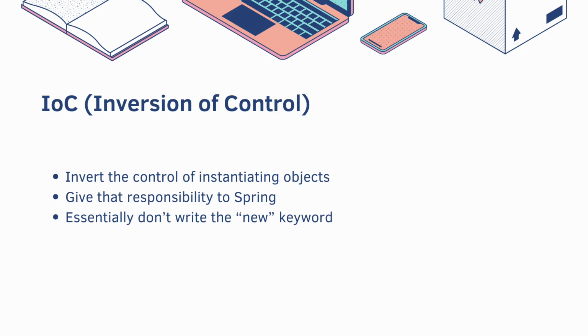And lastly, you might hear something called IoC or inversion of control. Essentially, we're inverting the control of instantiating objects. So instead of us doing it, we're giving that responsibility to Spring. And technically speaking, all it means is we don't use the new keyword. That's the basics of dependency injection.